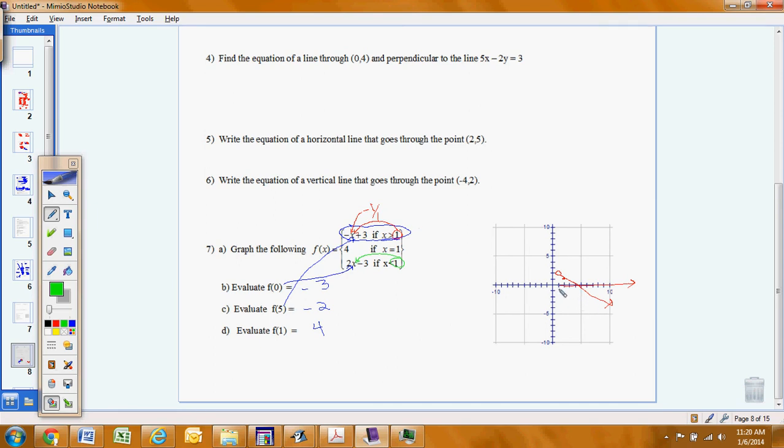It's also an open circle. It doesn't say "or equal to" as well. So that's an open circle there.